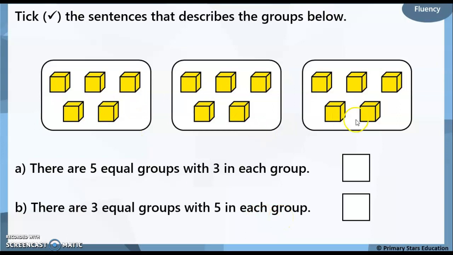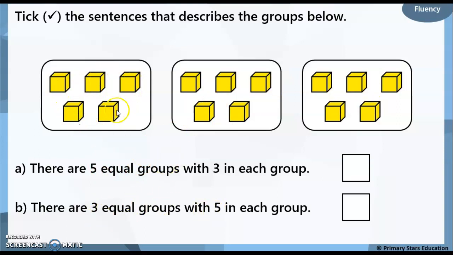Okay, it may give you the same answer, these two. However, we are looking at the sentences, the statements. They have to be correct. It has to match the picture. So it's 3 equal groups with 5 in each group.